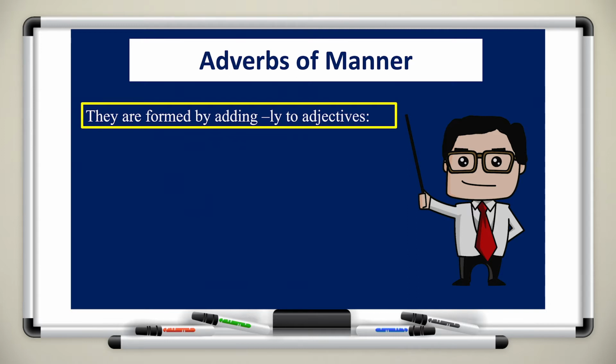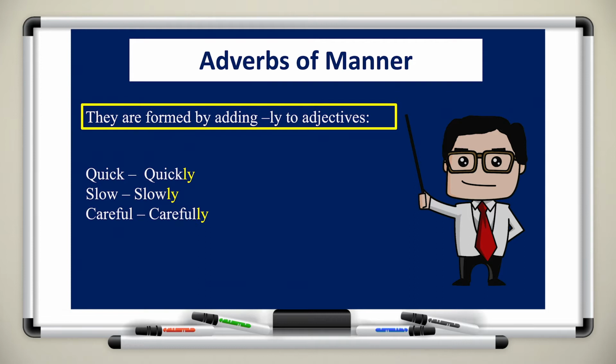Adverbs of manner are formed by adding ly to the end of an adjective. Let's look at these words. We have the word quick, an adjective. We simply add ly, it becomes quickly. Slow becomes slowly. Careful becomes carefully. And these are some examples.